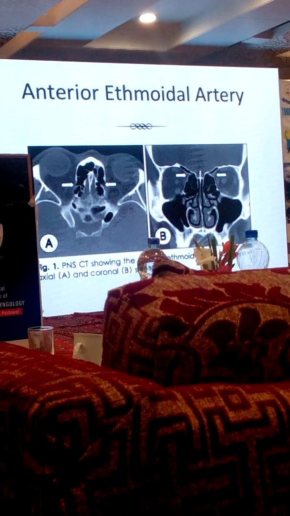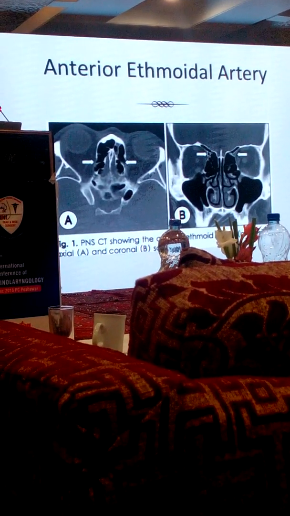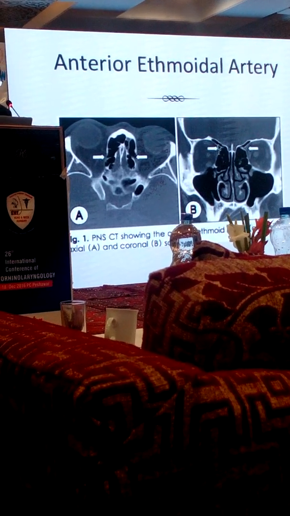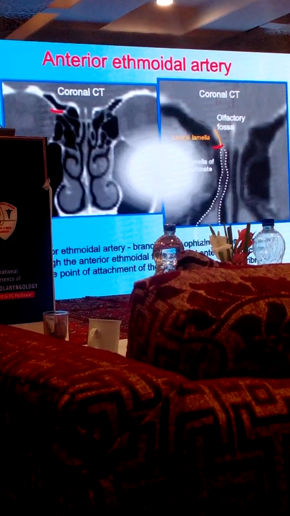In axial view it is not that clear, but in coronal view it is very clear. Here you can see some pneumatization above it. It means there are chances that this might be in a mesentery. Be careful in such condition.